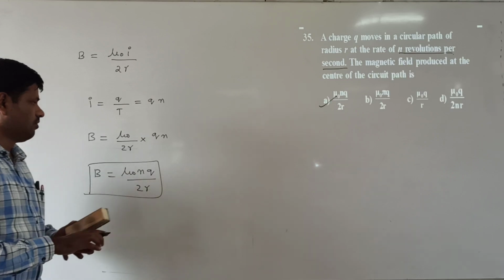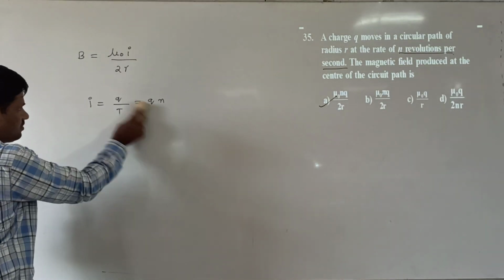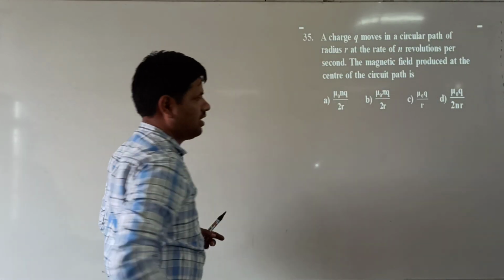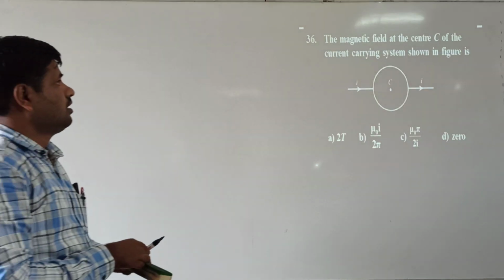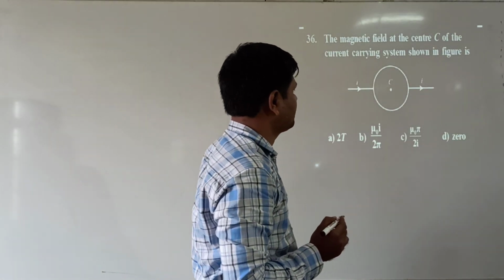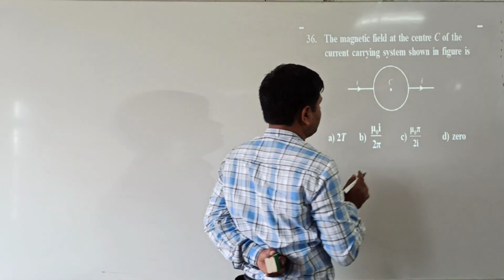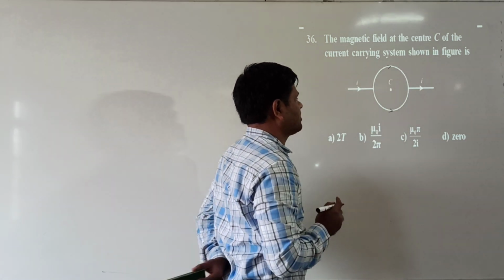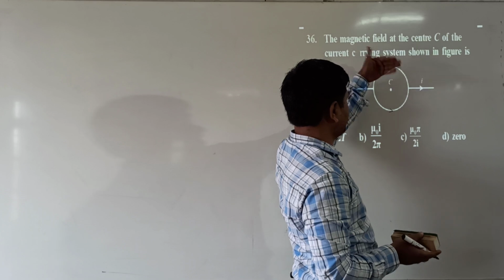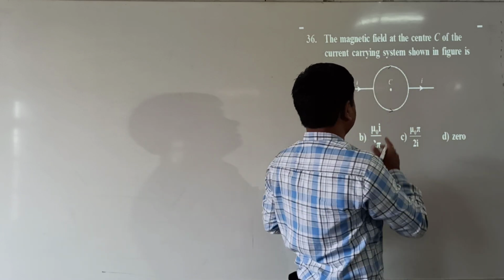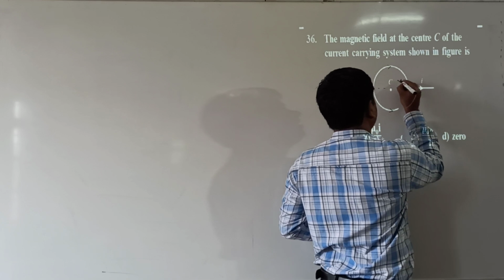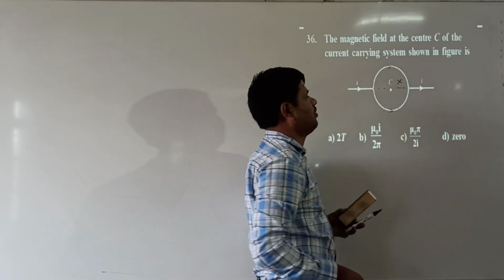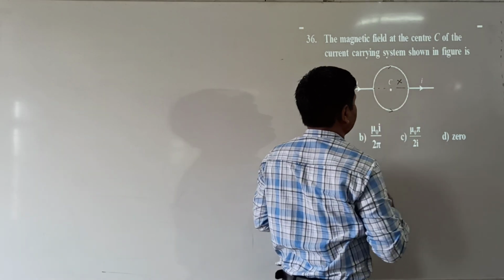Right. Next we go to question number 36. The magnetic field at the center C of the current carrying system shown in the figure. Now listen here, in this problem the current is moving in this direction. When the current is moving in this direction, from this half circle the magnetic field is into the board. Then here the magnetic field is out of the board.